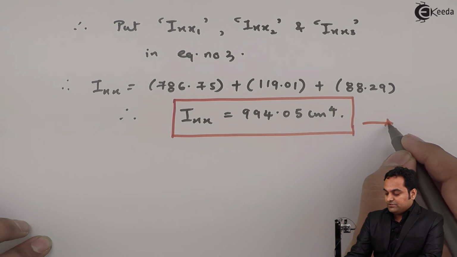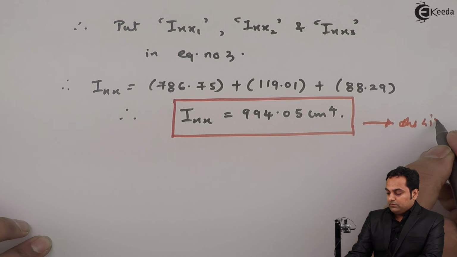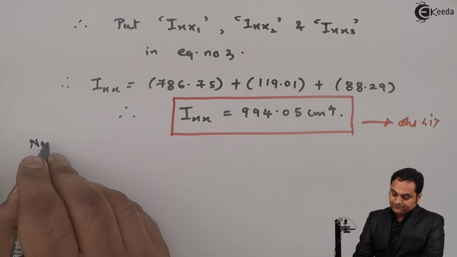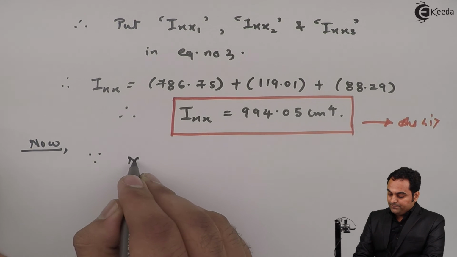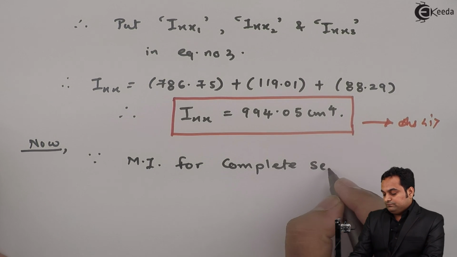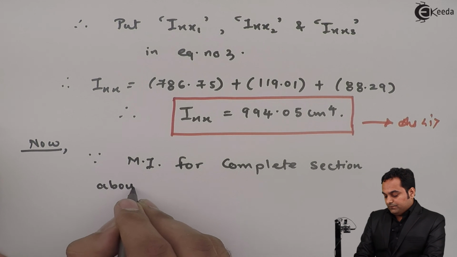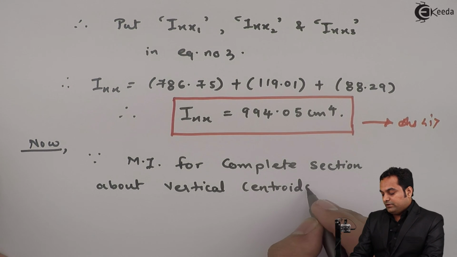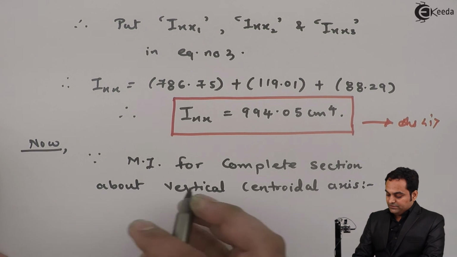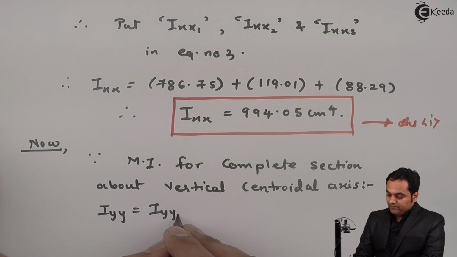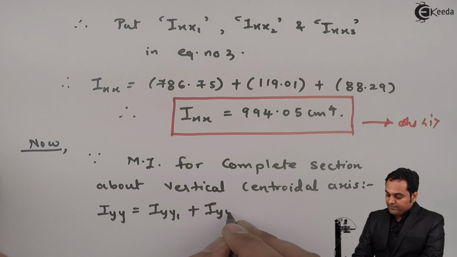This is the first answer. Now similarly we'll calculate Iyy. So next, since MI for the complete section about the vertical centroidal axis is given by Iyy is equal to Iyy1 plus Iyy2 plus Iyy3.